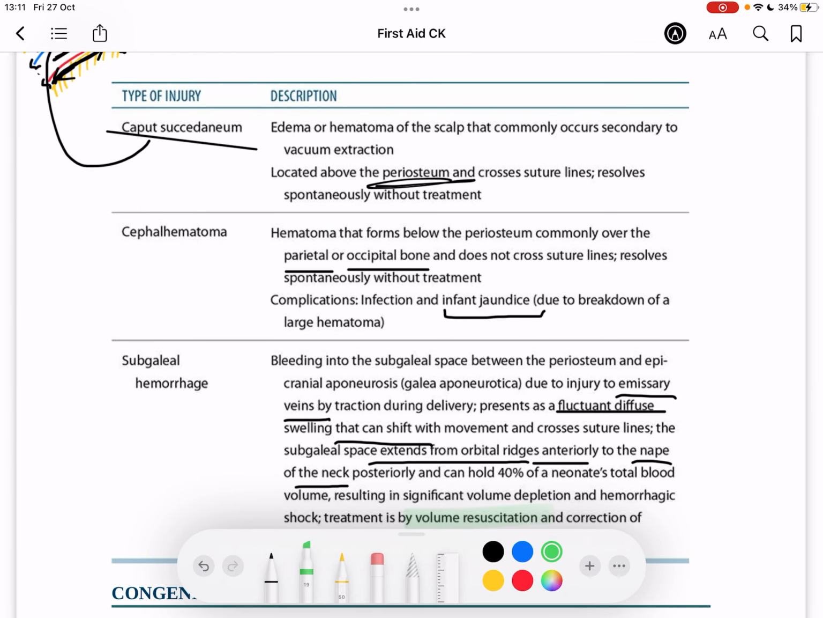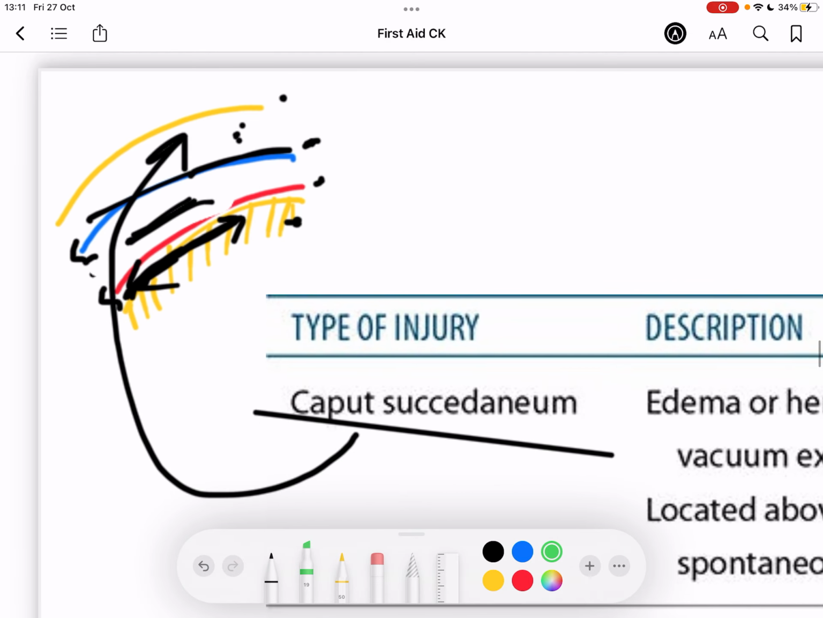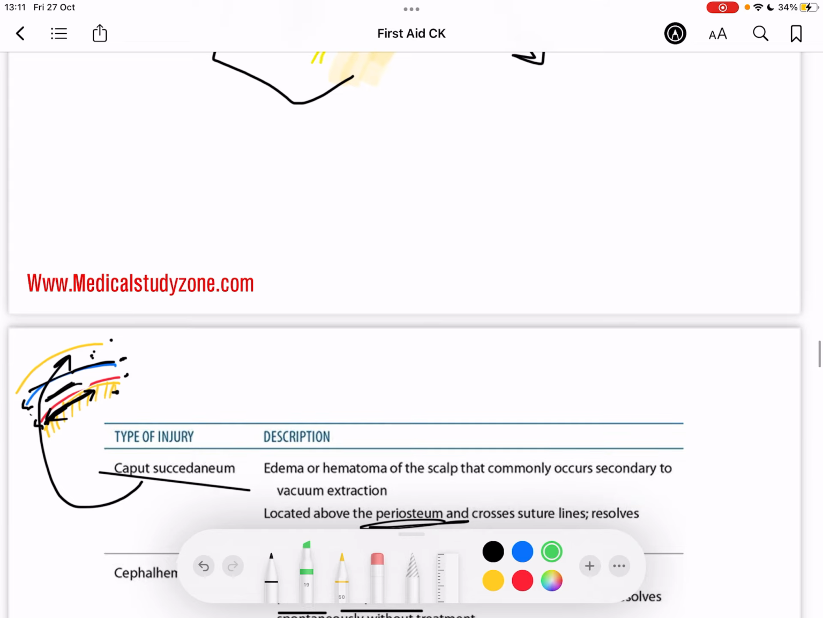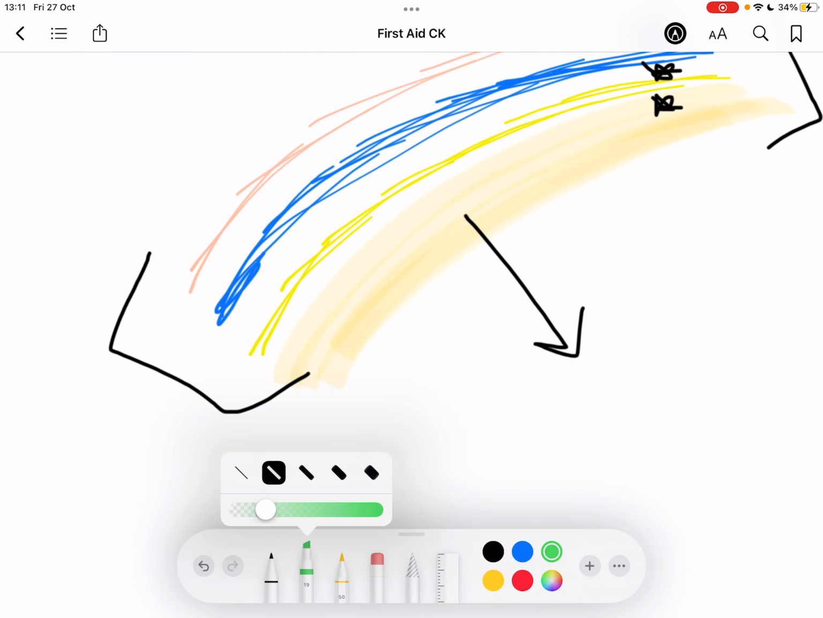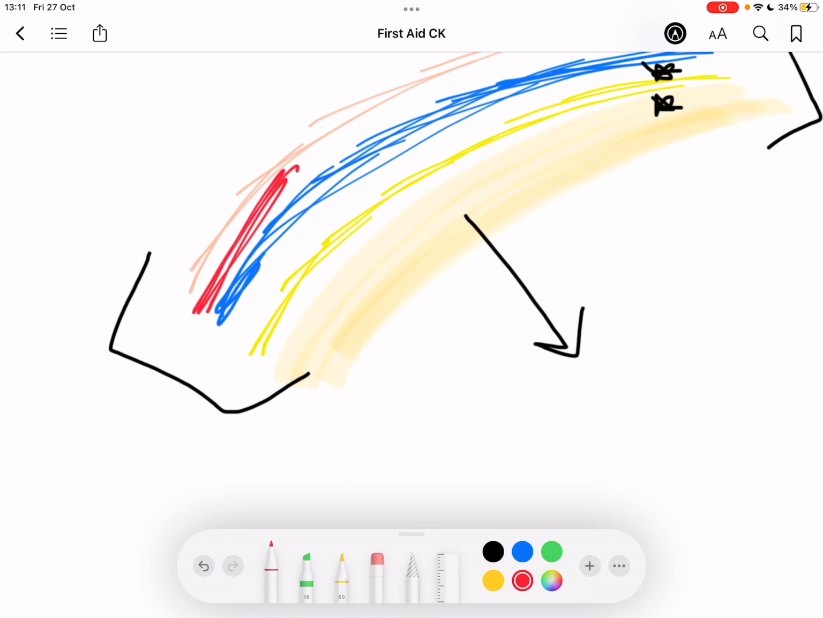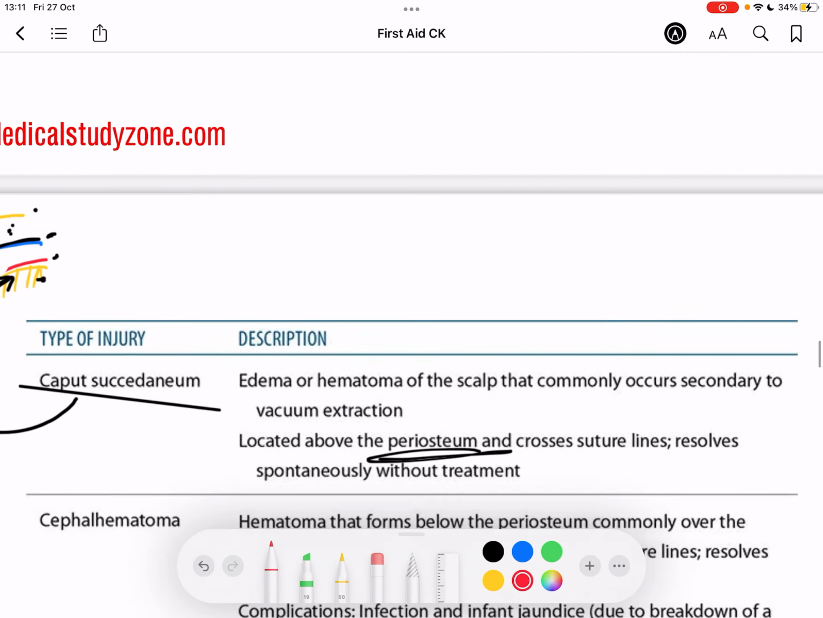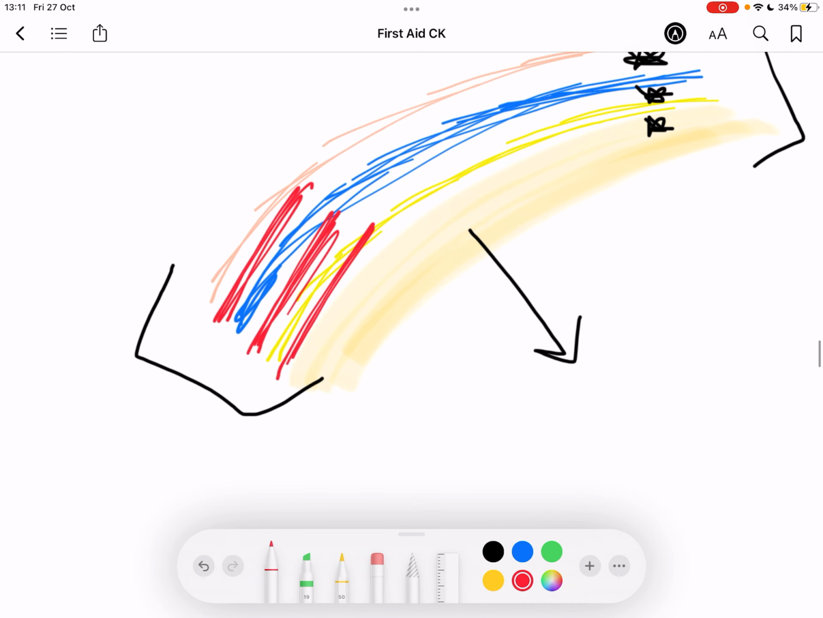So just to be clear, because I did make a slight mistake, the caput succedaneum is located here. The subgaleal hemorrhage is located here, and then your cephalohematoma is located here.